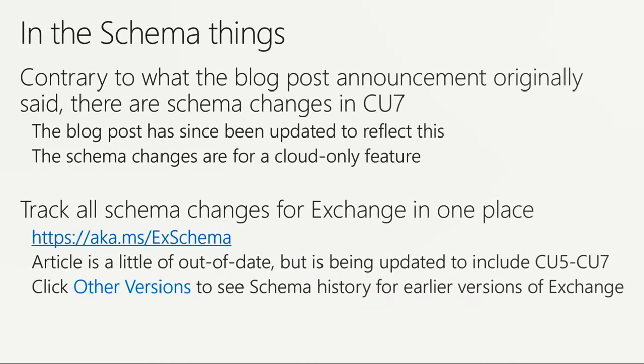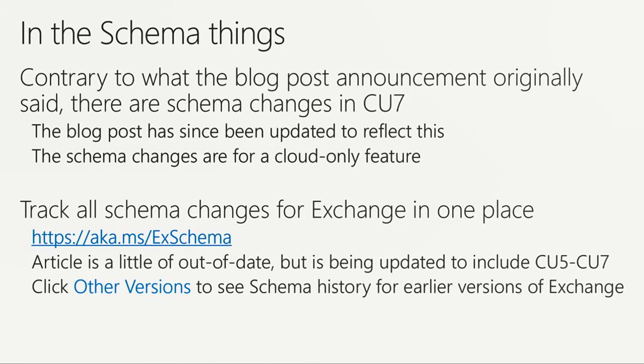Now, in the scheme of things, contrary to what the original blog post said, there are actually schema changes that we made in CU7. The original blog post for the announcement said that there were none, and both statements are actually true. There are schema changes in the build, but nothing that is going to do anything for on-premises. The schema changes that we made are for an HTTP-related feature in the cloud, and so that code will never be executed on-prem, but it's the same code base, it's the same single package, so schema updates we get in the cloud mean schema updates for on-premises as well. And we are updating the blog post to reflect that if it hasn't been already.